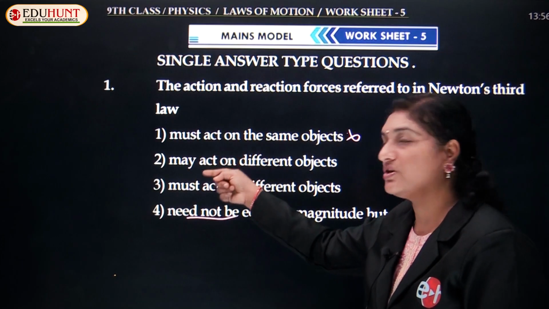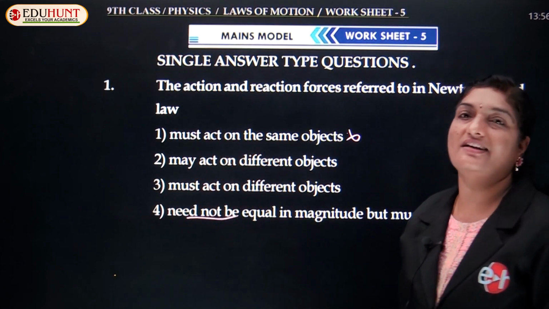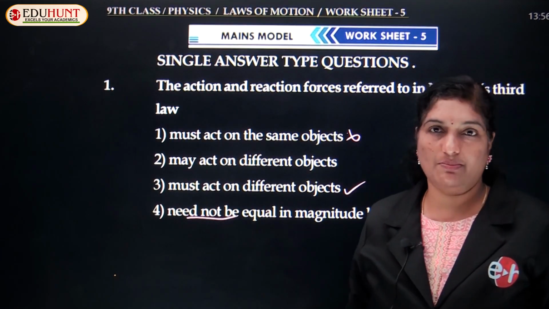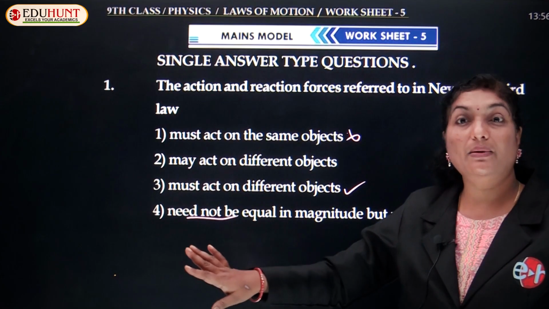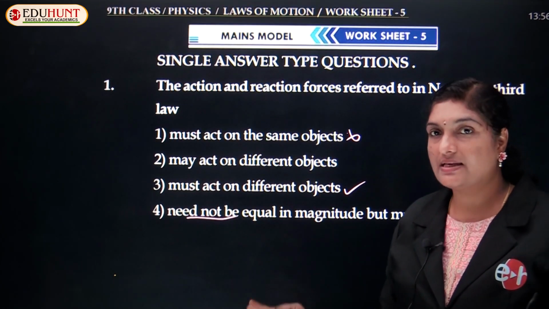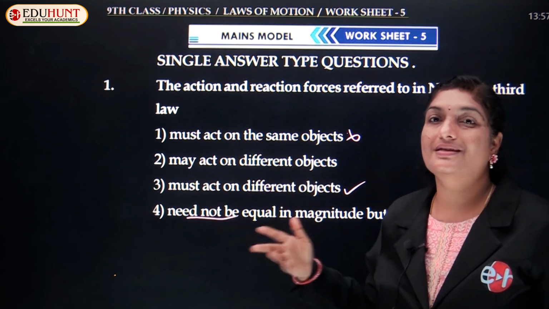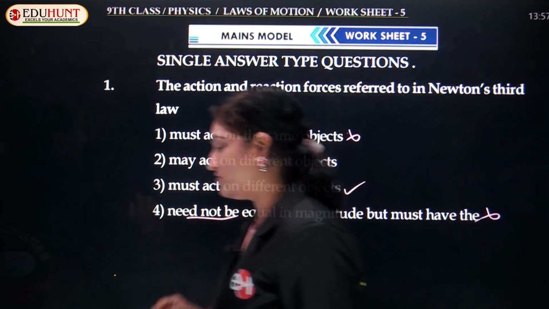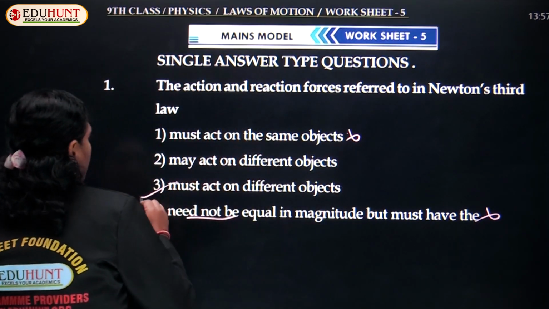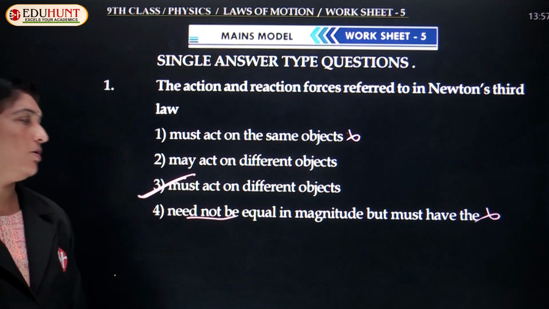Now the confusion arises whether it is may act on different bodies or must act on different bodies. The correct option is must act on different bodies. May means it might be possible, there is a possibility for the other case. No, it's compulsory that they must act on different objects. It's not may. So be clear, children. The only correct option is that action and reaction must act on two different objects.